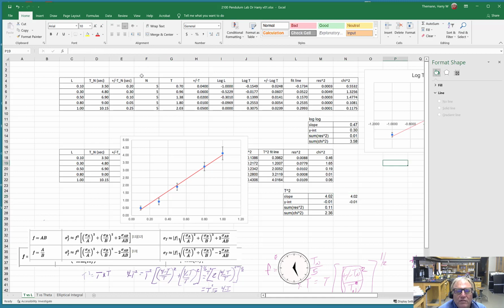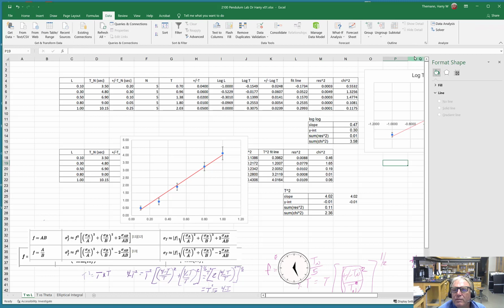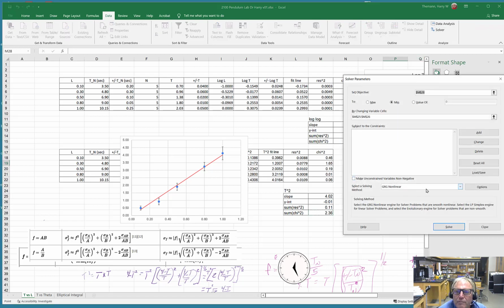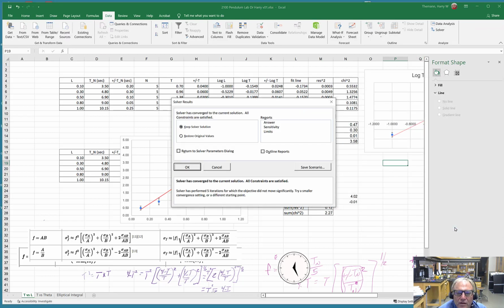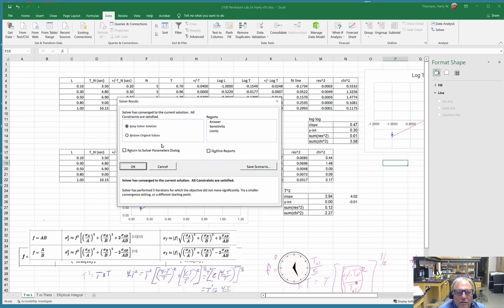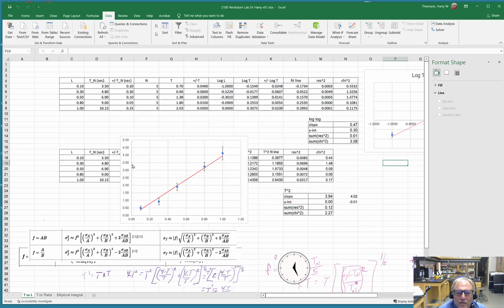Okay, so let's hit the solver one more time. I'm interested. We say solve. And yeah, that's interesting. It goes to 0, which is what we actually would have suspected. I like it.